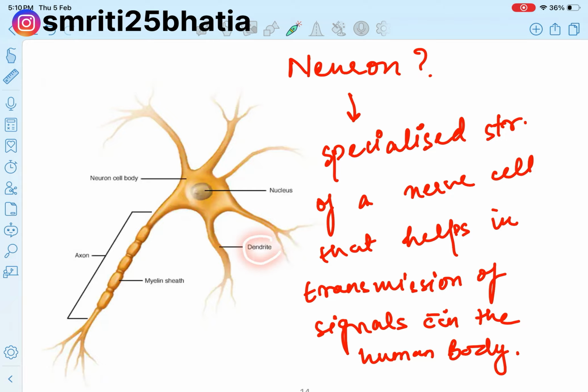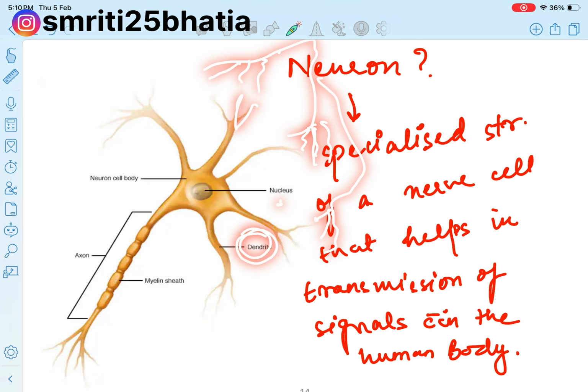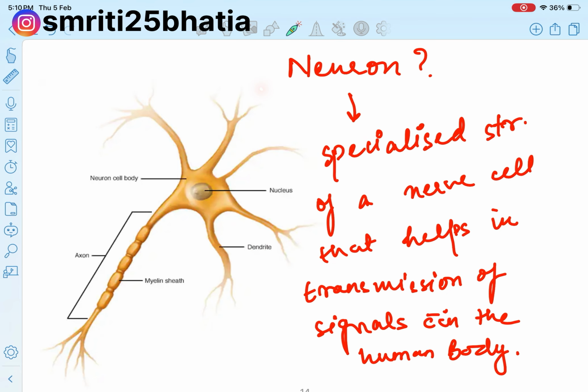Dendrites are like branches, and what are their functions? They help in taking up the signal from the neuron above. Suppose this neuron is ending over here; these are the terminal axons of the neuron just above this neuron. These are also dendrites. The role of these dendrites is to receive the signals from these axon terminals and transmit them through the axon, helping in the transmission of the signals. So dendrites help to receive the signals. This is the nucleus. We all know the function of the nucleus.